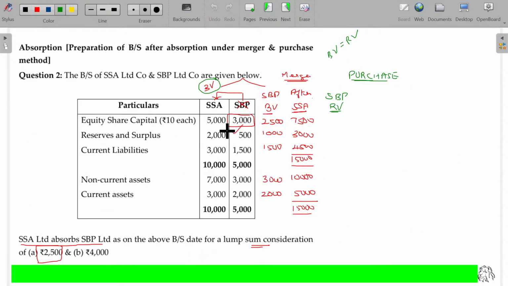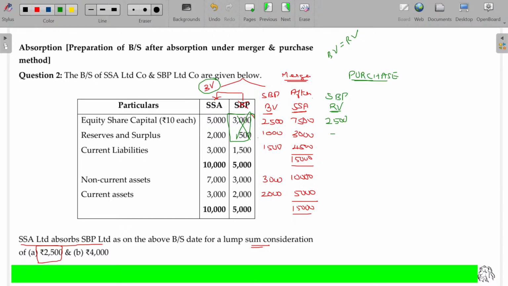Now see here. The amount payable to them is 2,500 rather than 3,000. You should not take this one. It means in this case, equity shareholders are worth how much? 3,500. For the 3,500, you offer how much? 2,500 only. Okay, you offer only 2,500. 3,500 is what the equity shares are worth, but we are offering 2,500 rupees only.